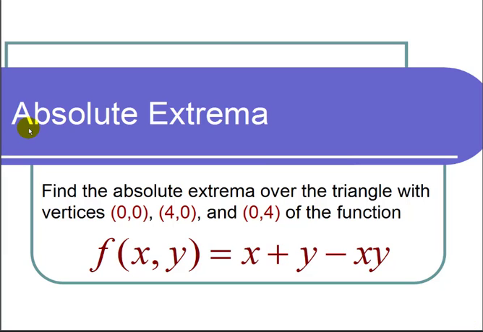This is a video on absolute extrema. The question states, find the absolute extrema over the triangle with vertices (0, 0), (4, 0), and (0, 4) of the function f(x, y) is equal to x plus y minus xy.